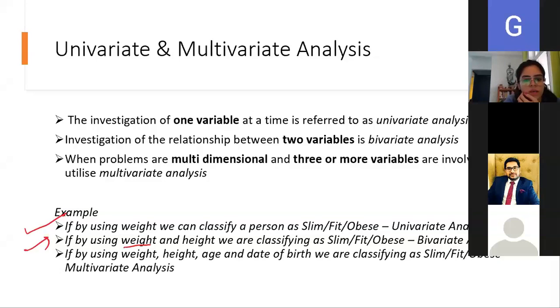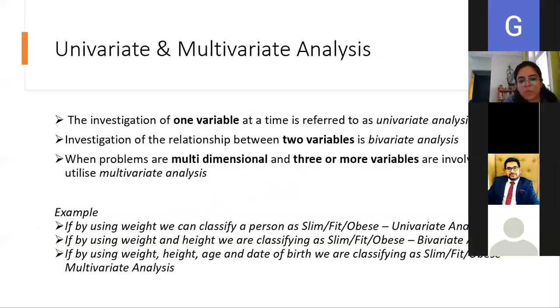That is weight and height. Two variables, so bivariate. For example, this person's weight in kg and height will put them in category 1, that is slim. So I'm taking two variables, this is bivariate analysis.